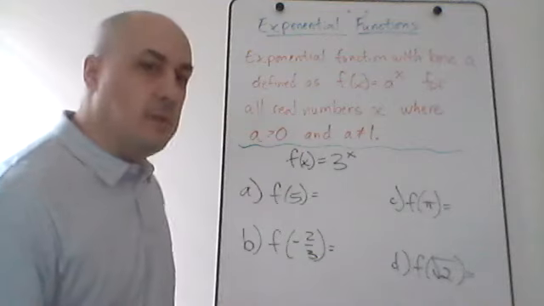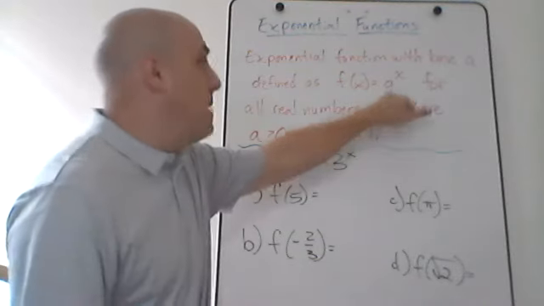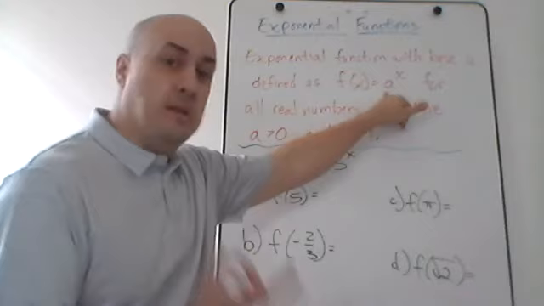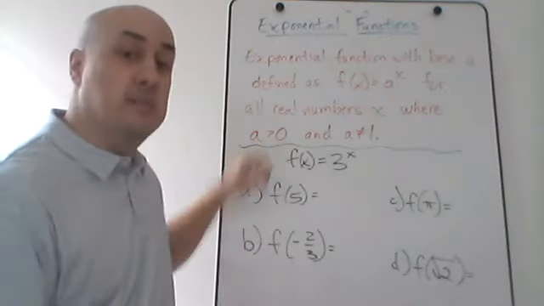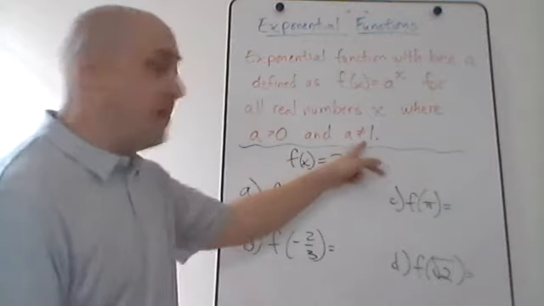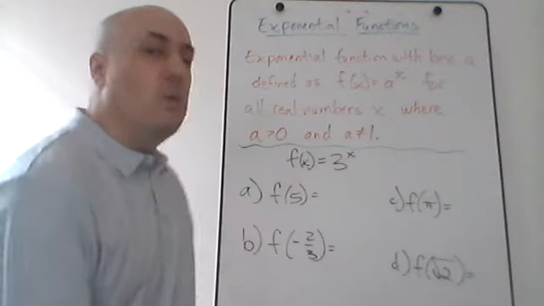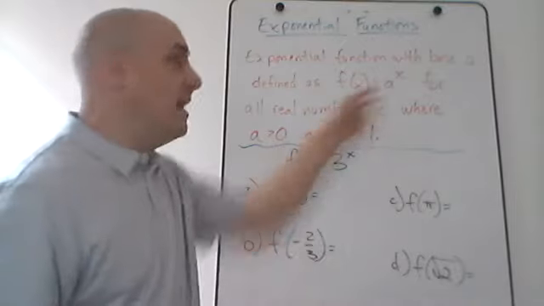Alright, so basically what an exponential function is, you have some base a, right? So that's your base number, the number that's being raised to the power. Now that base number has to be greater than 0, so it has to be a positive number, and it cannot be equal to 1, right? So an exponential function never has a negative number as the base.